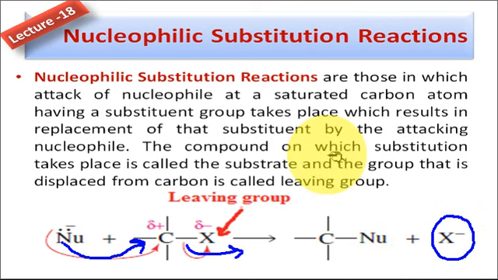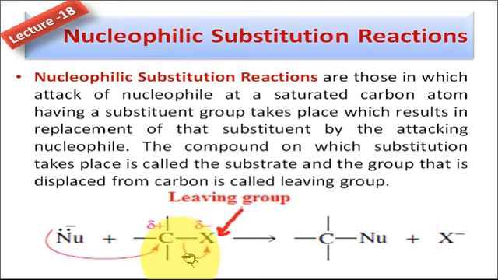So the compound on which substitution takes place is called the substrate molecule. So this is the substrate here. This is the attacking species, and the substituent group which is displaced from the parent compound or the substrate is called here the leaving group. So in this reaction, this is the substrate molecule, this is the attacking species, and X is here the leaving group.